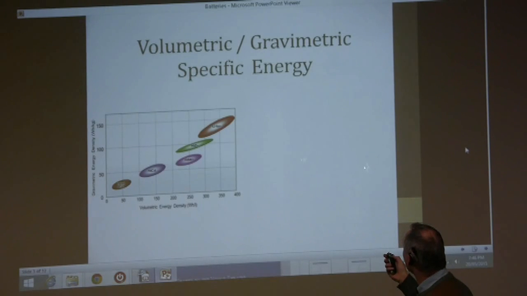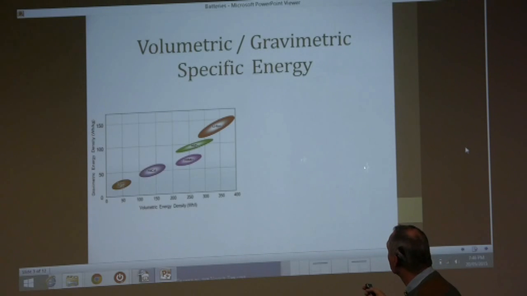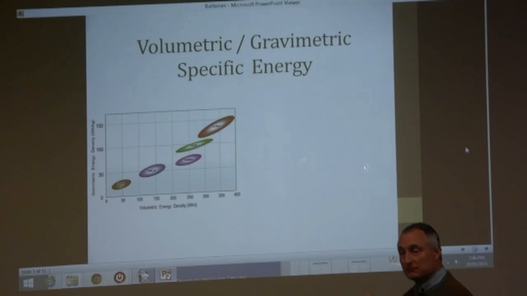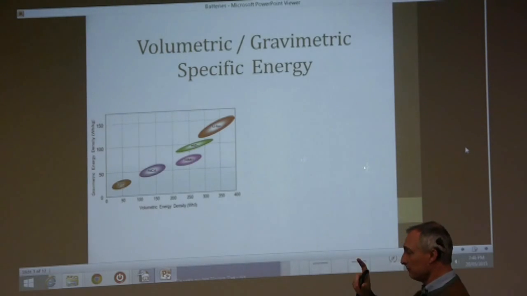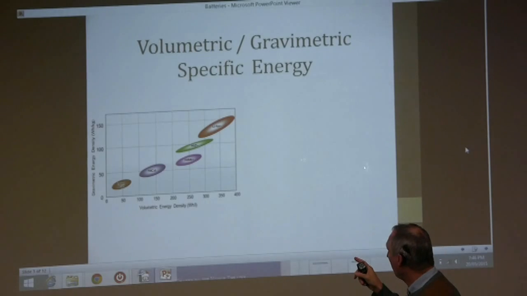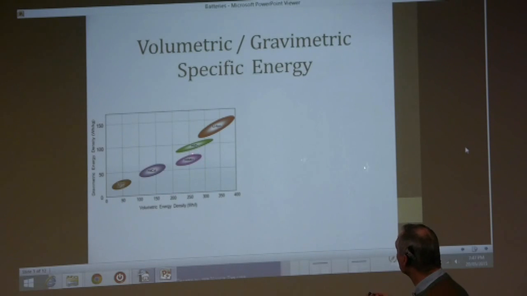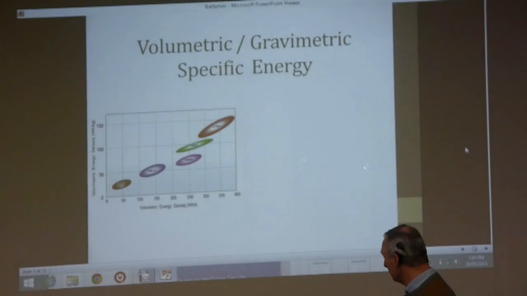The volumetric, gravimetric specific energy. Now the volumetric specific energy is if you have a certain volume, say a liter, which is 10 by 10 by 10 centimeters, how much energy can you get in there? And then you can see that different battery types have different amounts of energy that you can have in the same volume. Of course, if you have to have a battery in a tight place, like a mobile phone, that's pretty important.